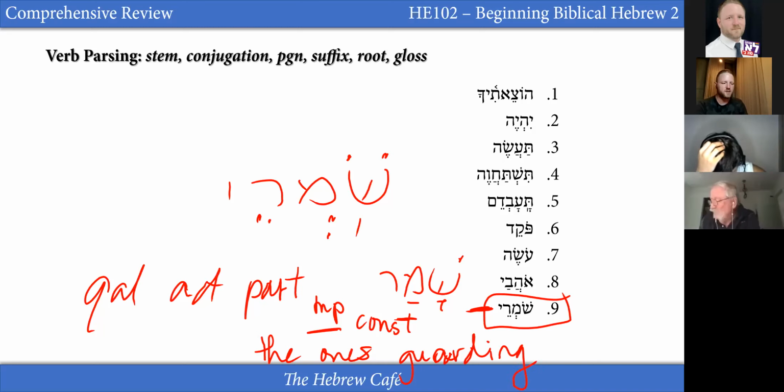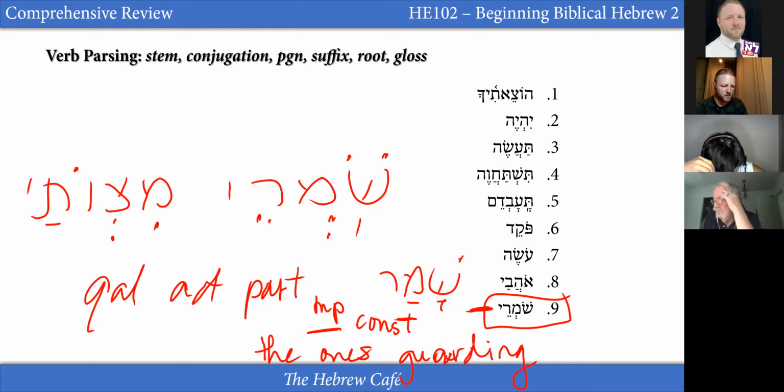Okay, what it says is Shomrei mitzvotai. It's the verse. Mitzvotai means my commandments, and Shomrei mitzvotai are the ones keeping my commandments, the ones who keep my commandments, keepers of my commandments.